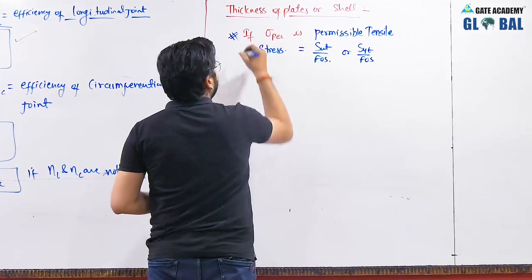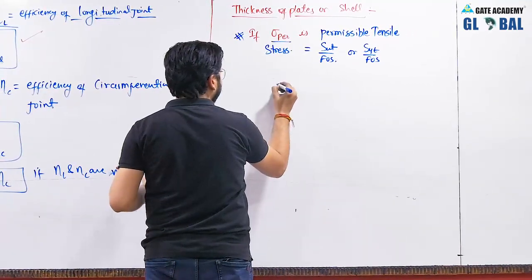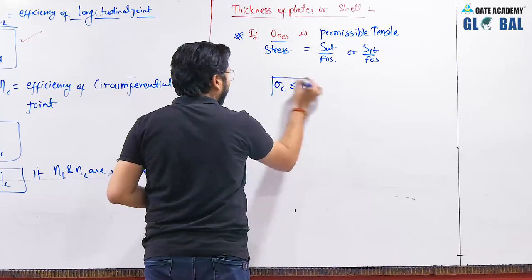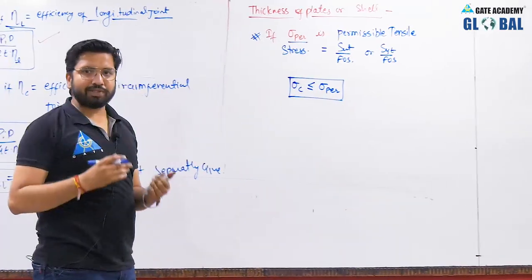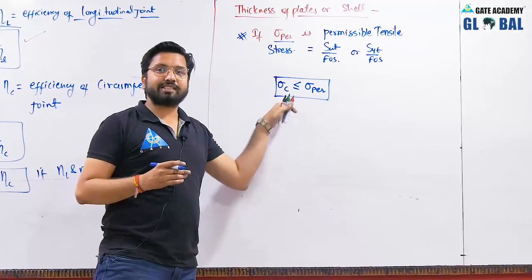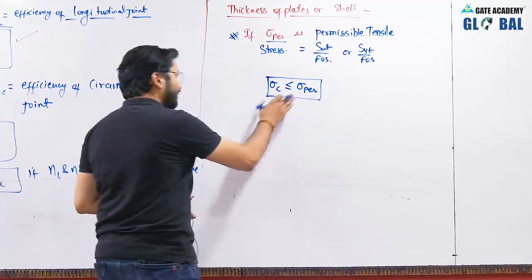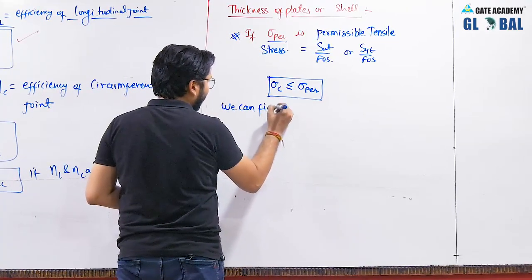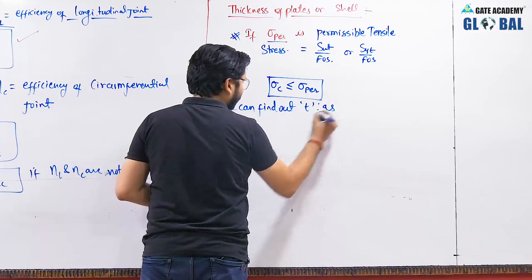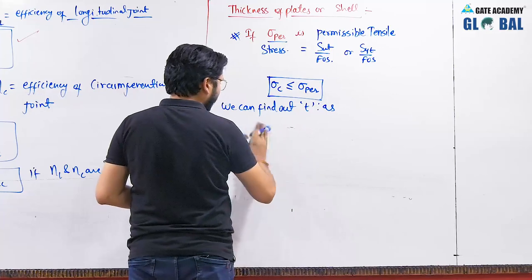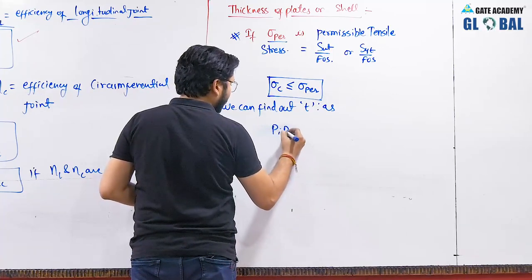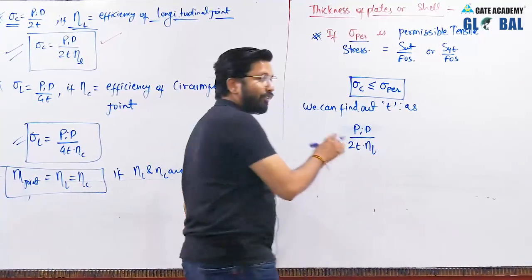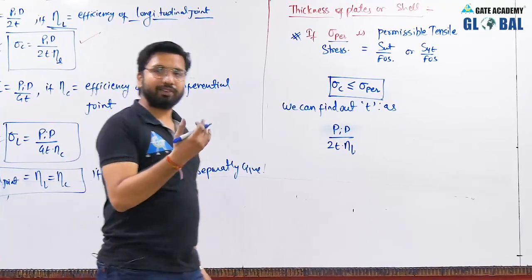Now this is the permissible tensile stress, so this sigma c should be less than or equal to sigma permissible, okay. For calculating dimensions we always use the condition that induced stress is less than or equal to the permissible stress. This is the induced stress, this is the permissible stress. So on solving this equation, we can find out T as pi into D divided by 2T, into eta L. We will consider the efficiency of the longitudinal joint also.